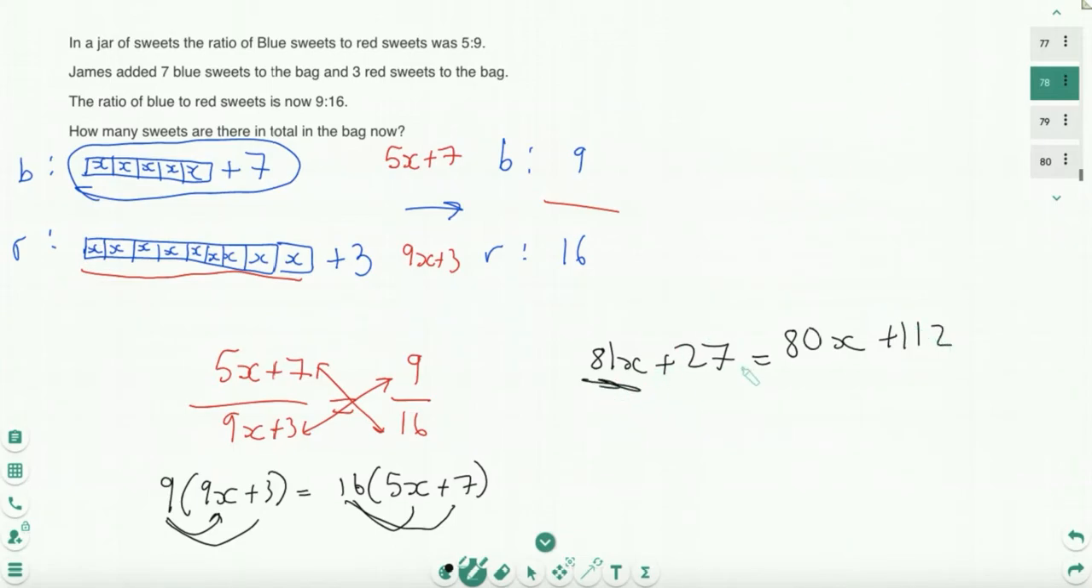Next, we have two unknowns on both sides. Let's get rid of one of them. I'll get rid of the smaller one. So I'm going to subtract 80x on both sides. 81x minus 80x is x, plus 27 equals, that cancels out, 112.